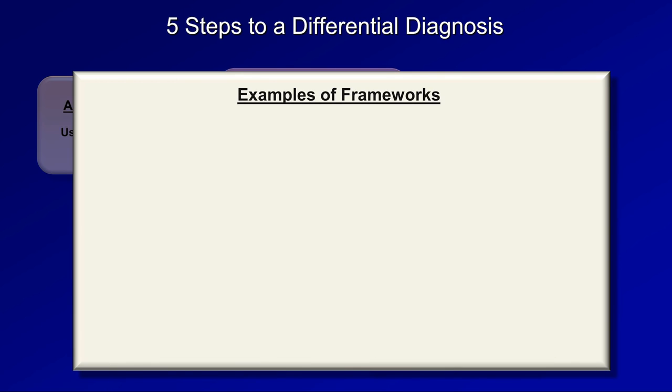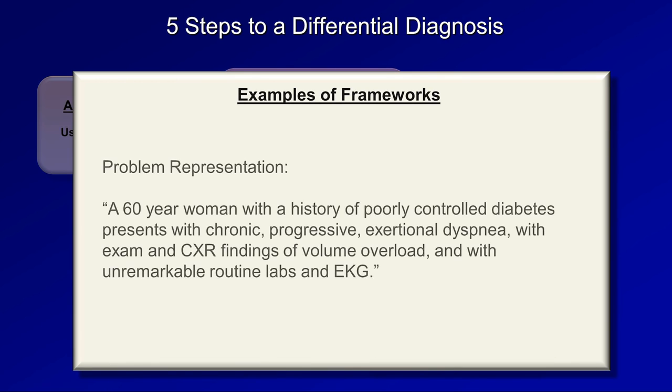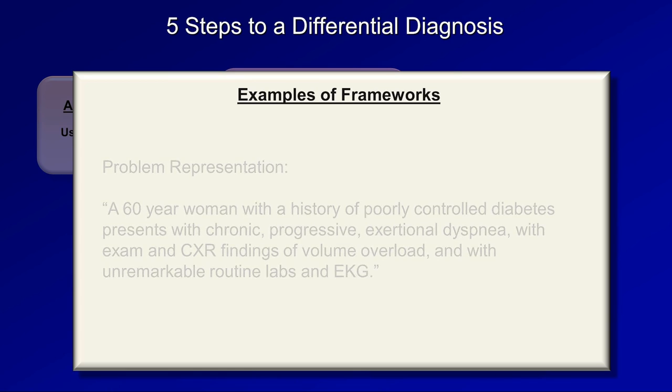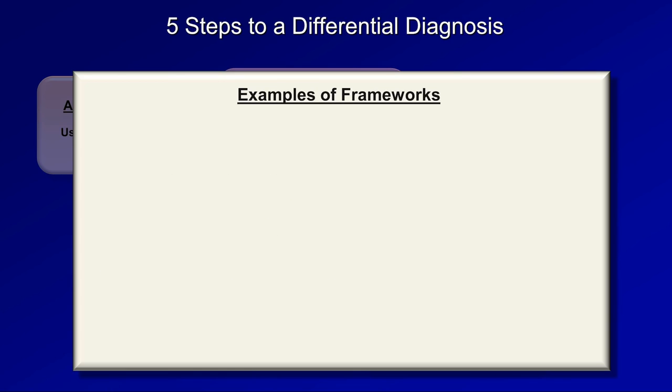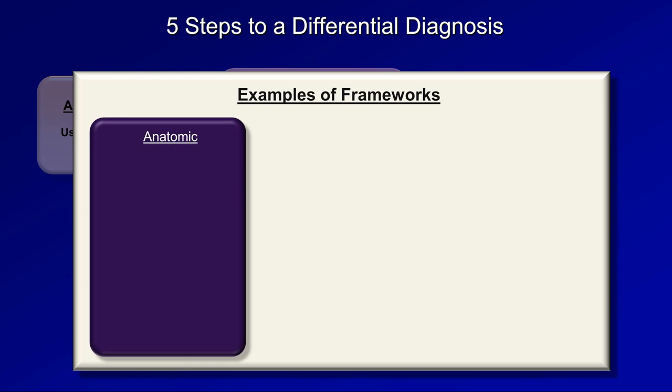There is not just one acceptable framework for a specific patient problem. For example, let's consider the patient we just mentioned a minute ago. A 60-year-old woman with a history of poorly controlled diabetes who presents with chronic progressive exertional dyspnea with exam and chest x-ray findings of volume overload and with unremarkable routine labs and EKG. What type of framework might we choose to adopt here? In my experience, the most likely framework a clinician would choose for this problem is an anatomic one, also referred to as organ-based. So for this woman with dyspnea, that means that it could be a cardiac problem, a pulmonary problem, or a heme problem.